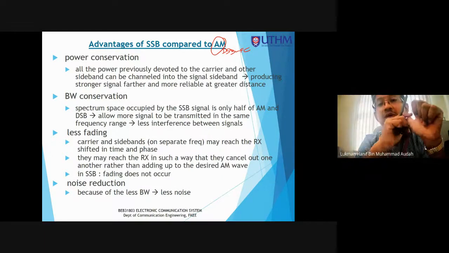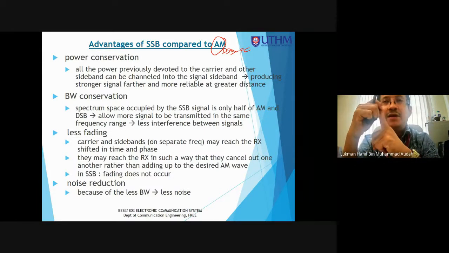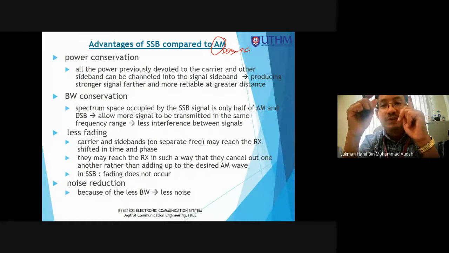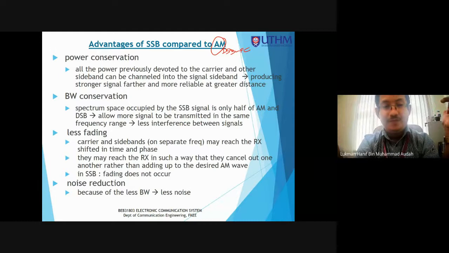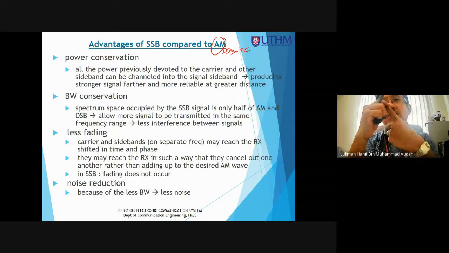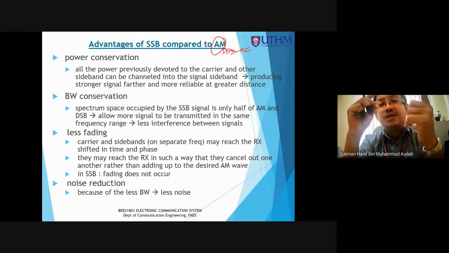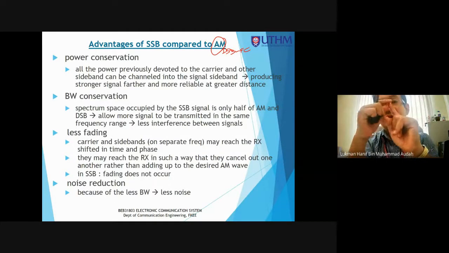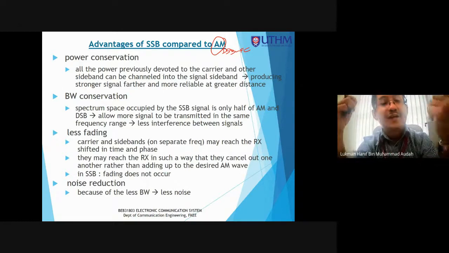Okay, itu satu. Yang kedua adalah dari segi total power juga telah jimat kerana kita hanya hantar satu sideband sahaja, sama ada dengan carrier ataupun dengan tanpa carrier. Okay, so we can conserve the power. That means the total power, dalam case ini adalah dia cuma ada carrier component dan satu sideband sahaja. Dan nanti you akan lihat bahawa sideband power ini lebih besar daripada sideband power dalam full carrier.